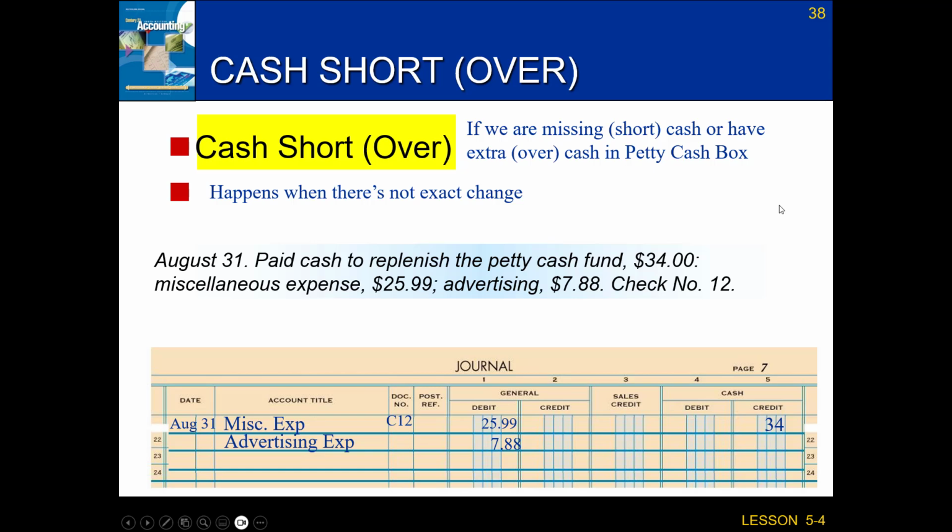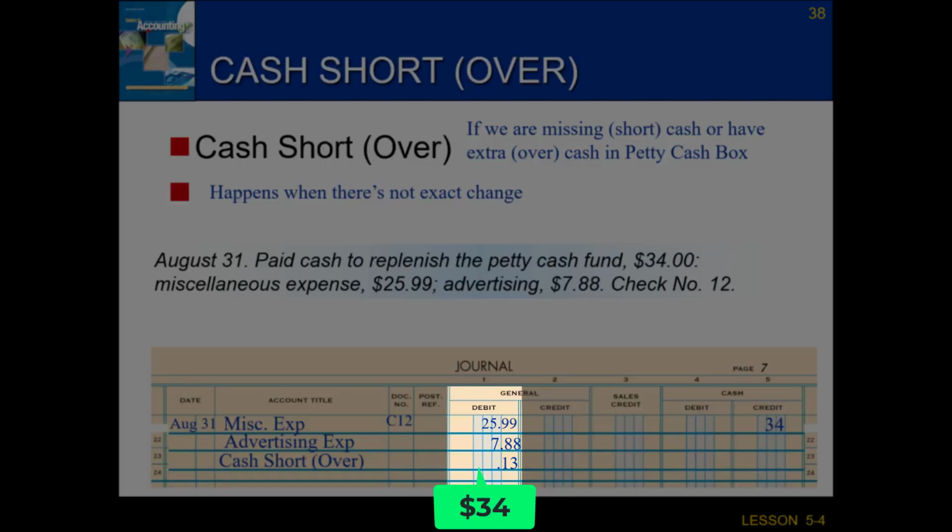So I'm going to drop in the cash short or over account title, and I'm going to put 13 cents there. And now if I add up all of the numbers in the debit column, they equal 34, and our credit equals 34.